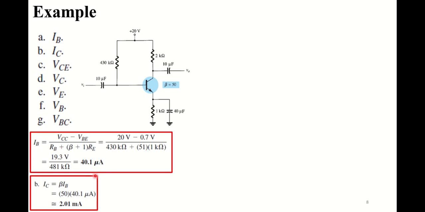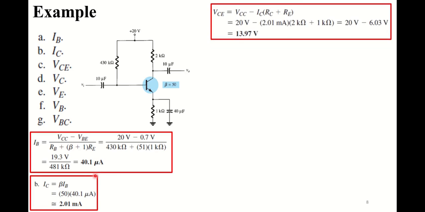In order to solve part C of this example where we need to find VCE, all we need to do is to apply KVL on the output loop or collector emitter loop. As derived earlier, the formula for VCE comes out to be equal to VCE is equal to VCC minus IC into RC plus RE. Just like part A, replace the values of all parameters to get VCE is equal to 13.97 volts.